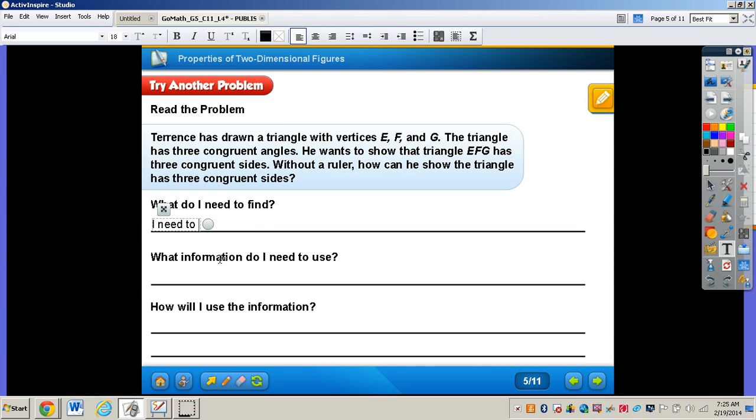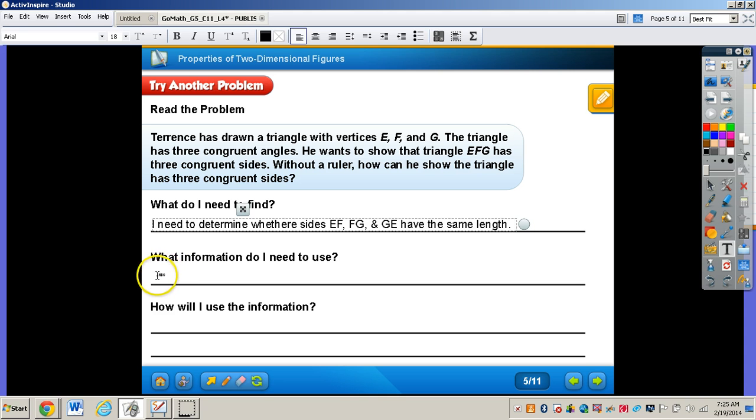I need to determine whether sides EF, FG, and GE have the same length. I want you to write that right on page 454. So that's what we need to determine.